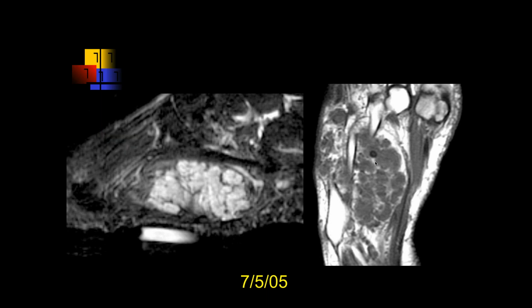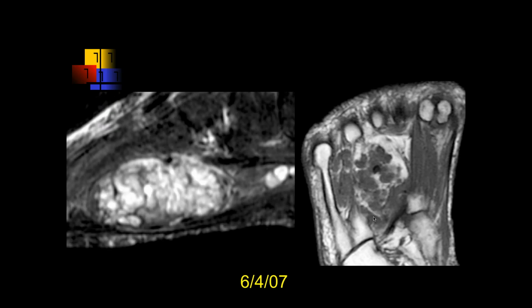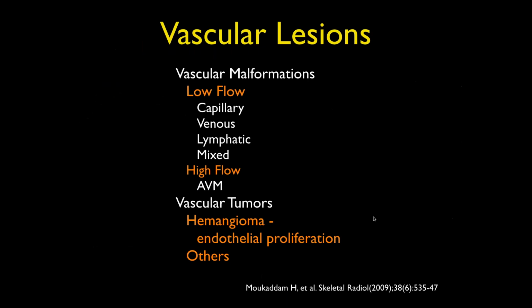What is that? Or is that a phlebolith? I'm not quite sure if it is. Yeah, there are a number of phleboliths, so it's likely to be a hemangioma or a low-flow venous malformation. On the follow-up study, it appears the same with no increase in size. So this is a typical soft tissue hemangioma.